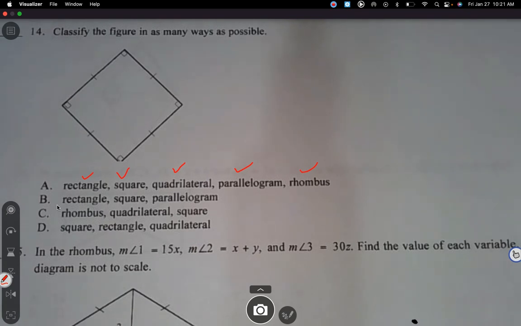This name rhombus is my favorite. Why? Rhombus. I don't know, I just like it. The word just rolls off the tongue pretty good.